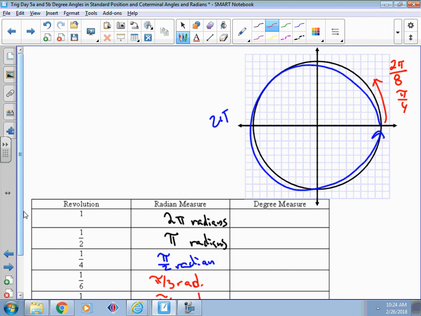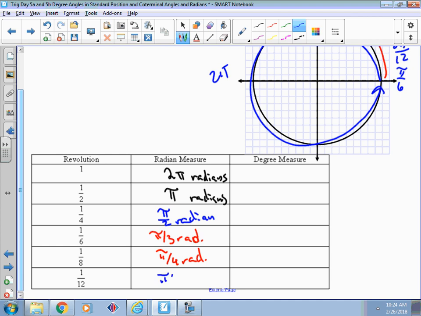1/12 of the circle. Are you catching the idea here? So 2 pi to get all the way around the circle, and I only want a 12th. 2 pi, and I need a 12th of that. That would be pi over 6 radians.